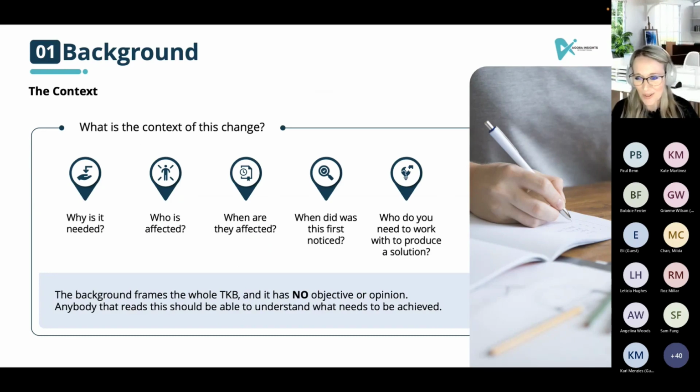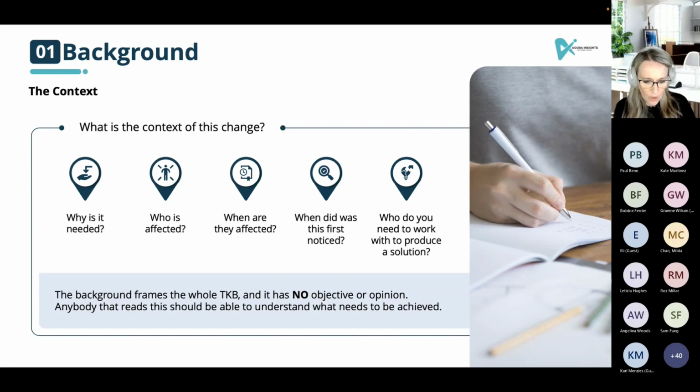So, what is the background statement? Well, it's about, what is the need, what's the context? Now, when you write a background statement, let's assume, and I'll give you an example, we are going to be working through very loosely a project. And so, what is the context of the change? So, why do we need to change?